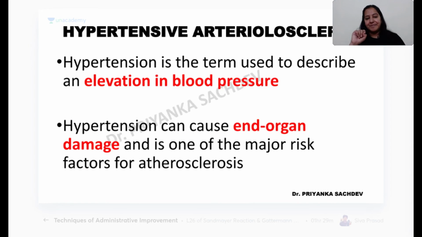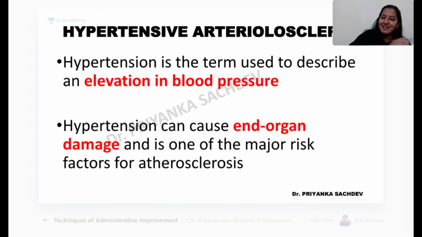Now I'm starting the first disease. First I will tell you hypertensive arteriosclerosis, then atherosclerosis, then aneurysm, then aortic dissection. These four, and then vasculitis. So these five topics are important in blood vessels. We will take them one by one. Let's see how much we can cover today. Starting with the first one, hypertensive arteriosclerosis.